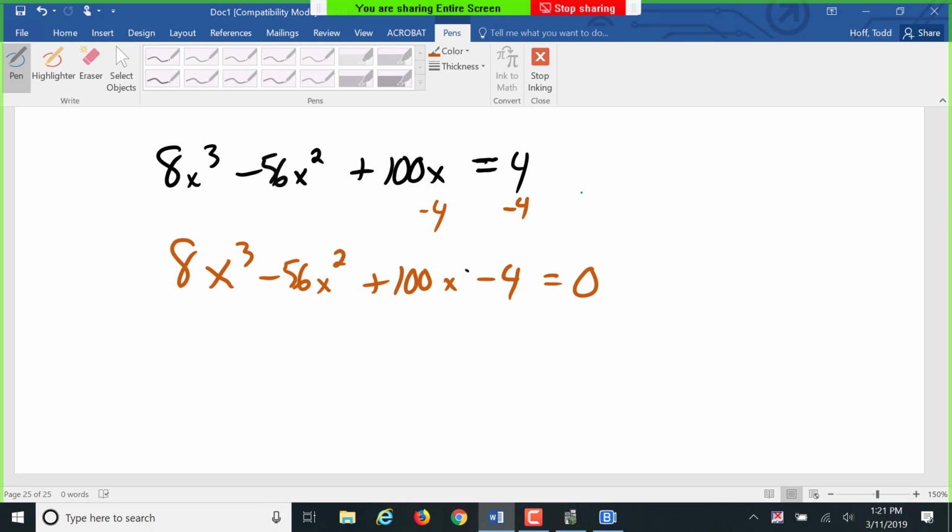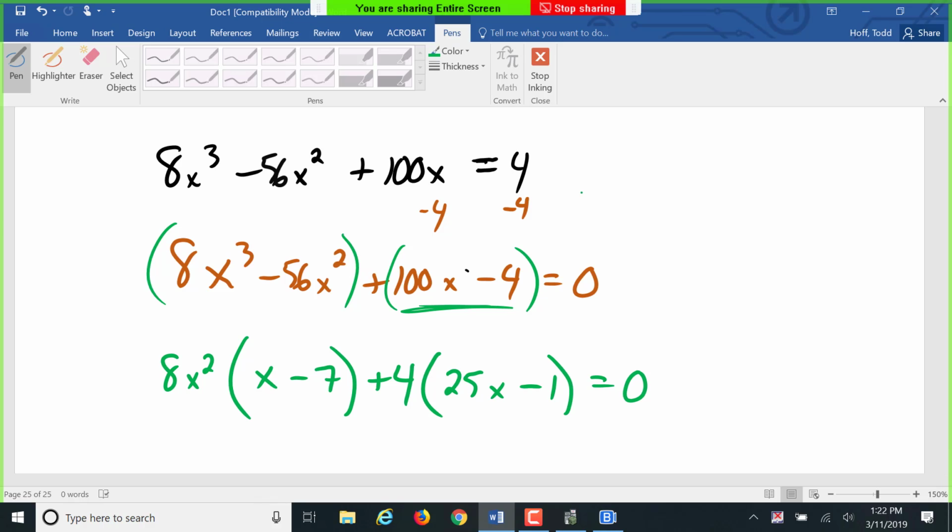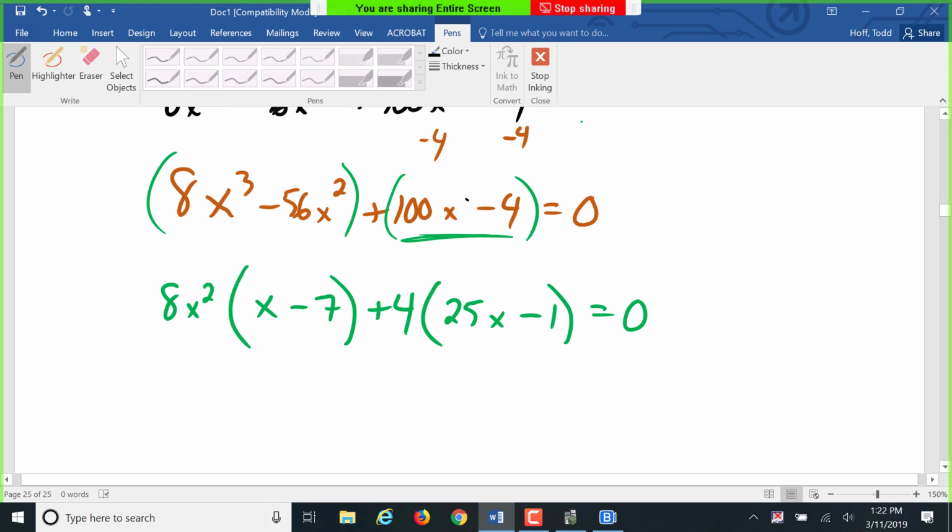So now that we have this equal to 0, we have to figure out some way to factor this. Grouping would be the way I would attempt to do it. Let's try to group these first two and the last two. So what can I take out of the first two? 8x squared. What's that going to leave me with? X minus 7. Okay. Over here, what am I going to do? Factor out a 4. Leaves me with? Perfect. Does that do anything for us? It does not. Why doesn't it do anything for us?